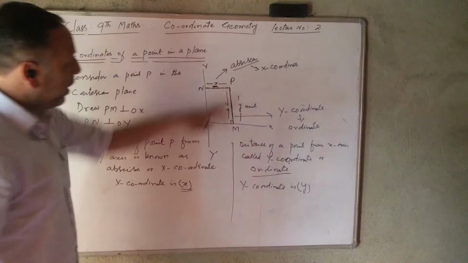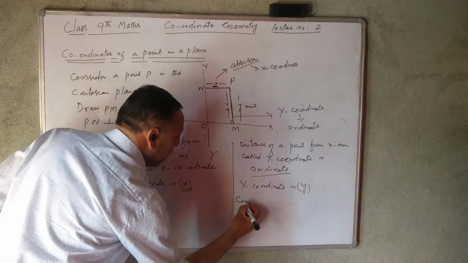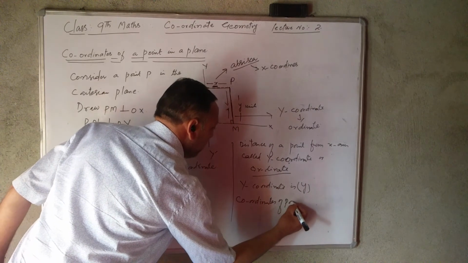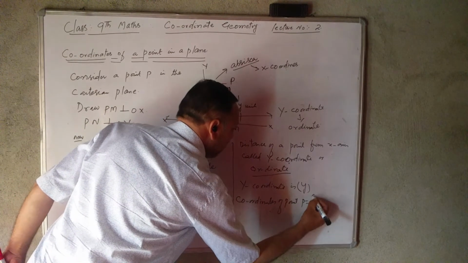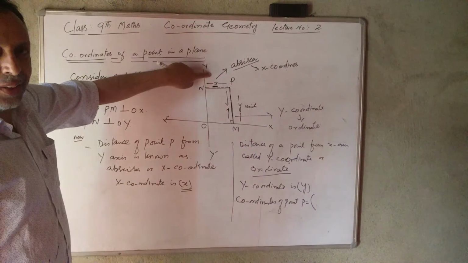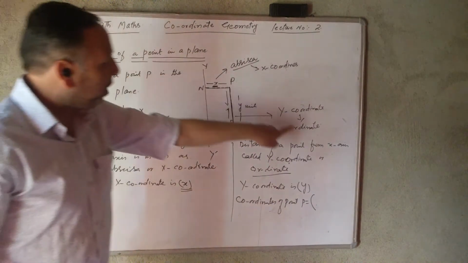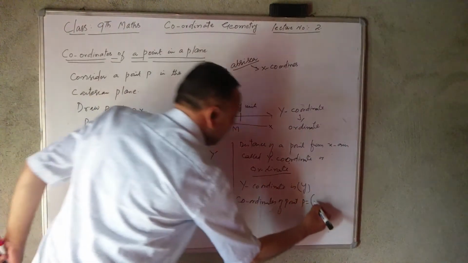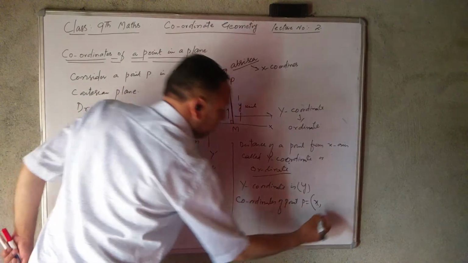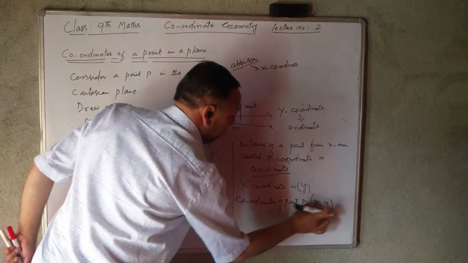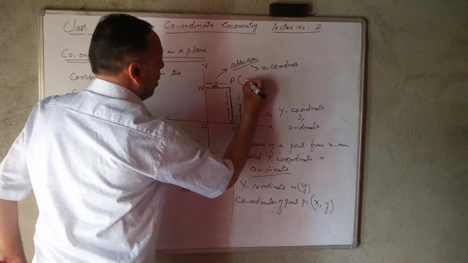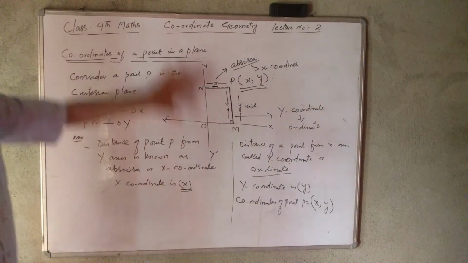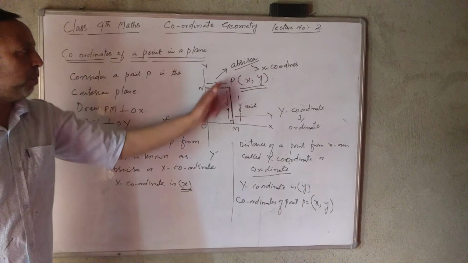And when we write the coordinates of point P, we first write the abscissa, then write the ordinate. What is abscissa here? We have kept this as x, and then ordinate, it is y. So the coordinates of point P are x and y. This is how we find the coordinates of a point in a plane.